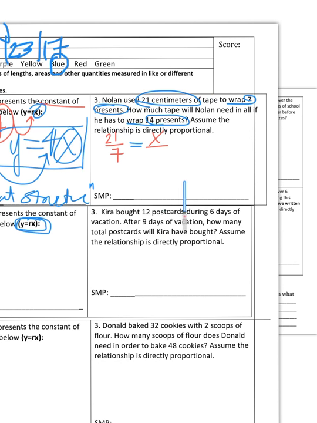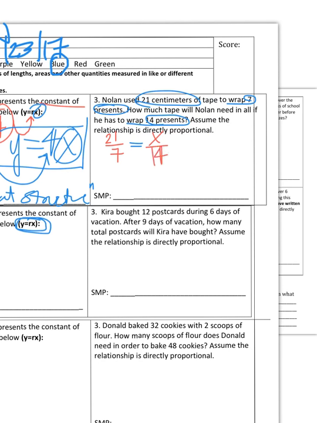So look, I have 21 centimeters to 7 presents. So the top number represents centimeters, the bottom number represents presents. Our second ratio doesn't give us the amount of centimeters. That's what we're trying to find. But they give us the amount of presents. So since presents is on the bottom of the first ratio, I have to keep it on the bottom of the second ratio. So I'll write 14 down there.